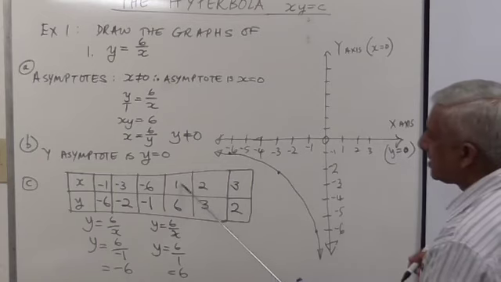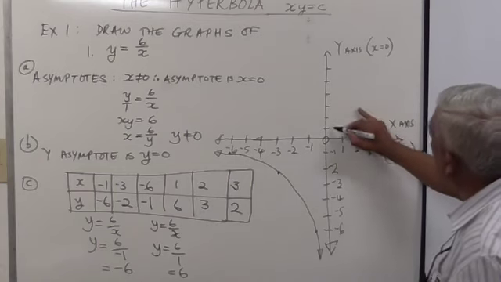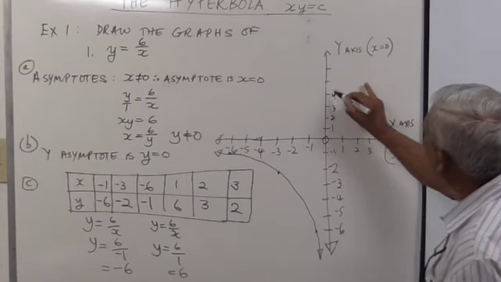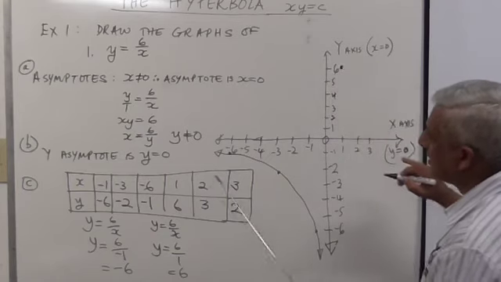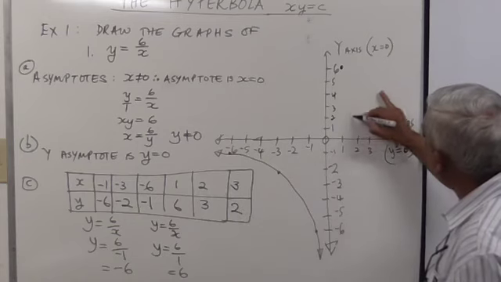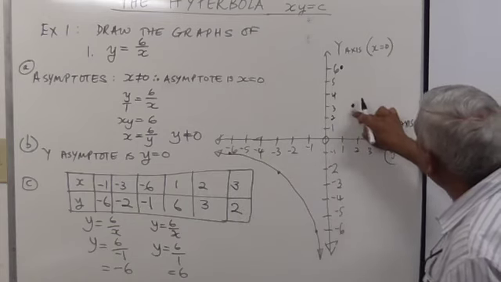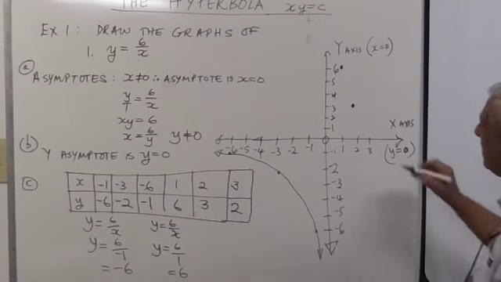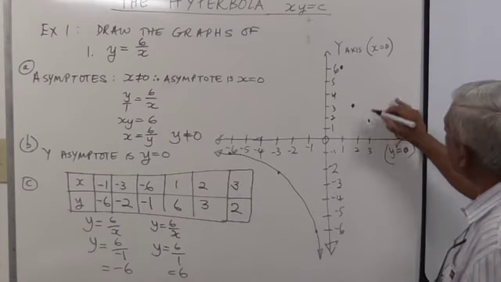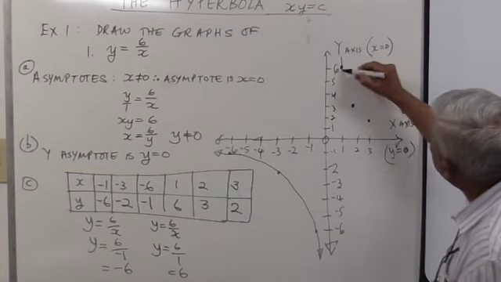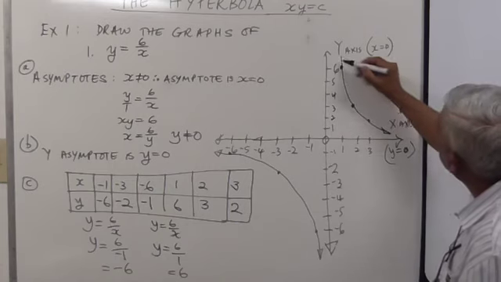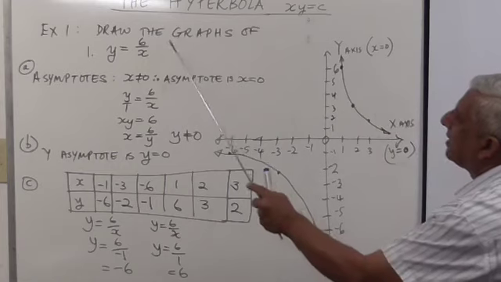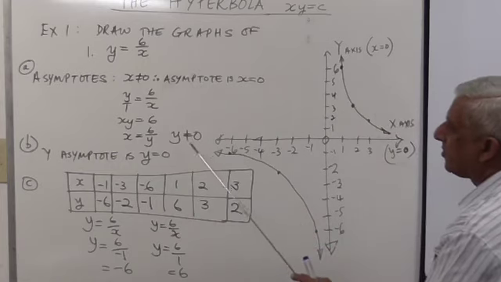I'll plot the points first. That's 1 and 6. Oh, that's 1, 2, 3, 4, 5, 6. 1 and 6 is here. 2 and 3 is here. 3 and 2 is here. So we've got the shape now. It's coming here, going this way. And actually, I'm supposed to have drawn the asymptotes first.